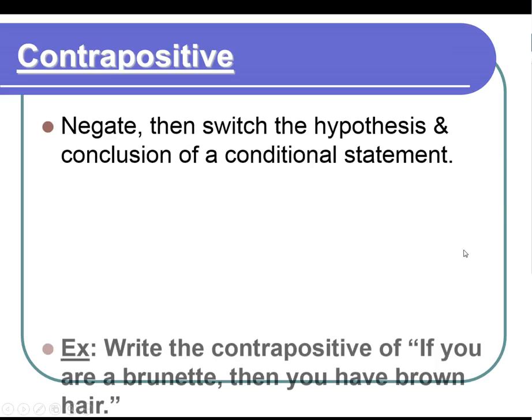Okay, contrapositive. What do you think the last of the three I'm going to show you is then? No, not quite. You're thinking of biconditional. It's going to be the combination of the two. The contrapositive is going to be you're going to take the converse of the inverse of a statement. So you're going to flip the hypothesis and the conclusion and negate them both, right? So then what's going to be the contrapositive of this statement?